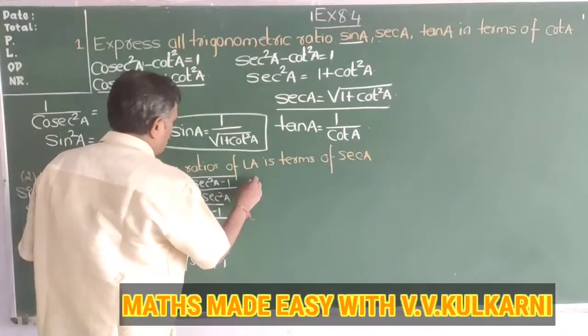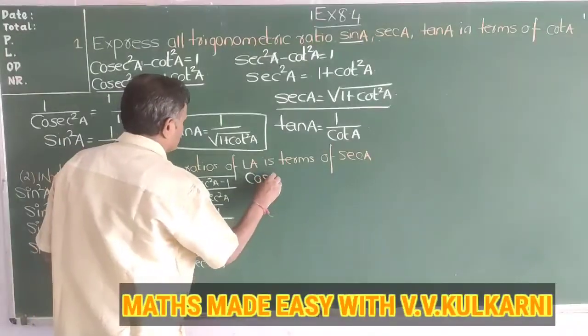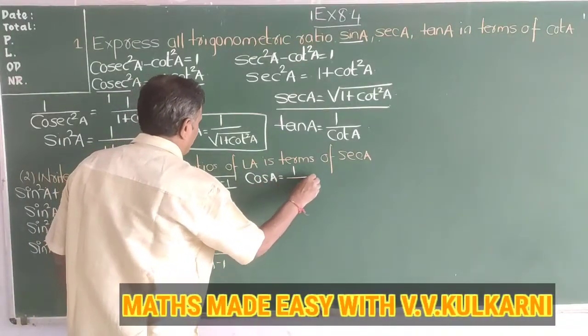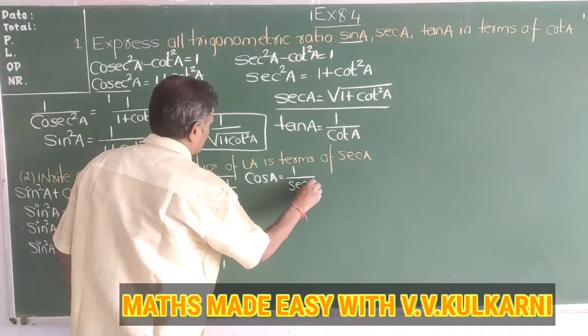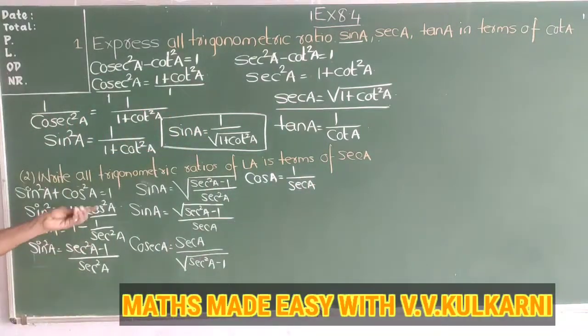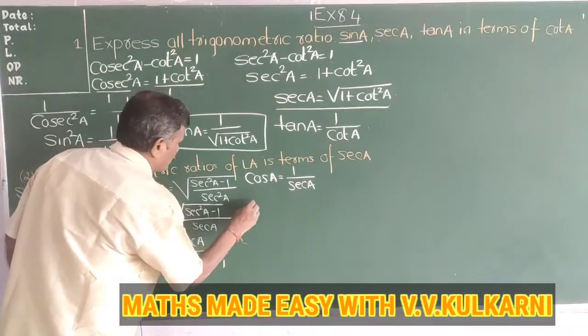Now let us go for cos. It is very simple. Cos A is equal to 1 by sec A. So cos is converted in terms of sec. Now we have to go for tan. Let us see how we can do it.